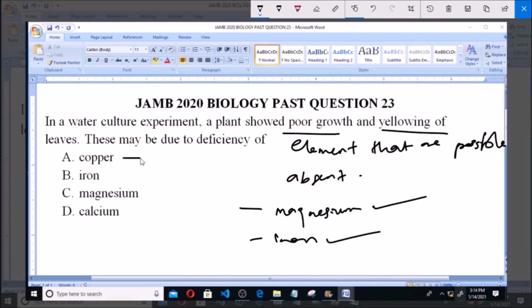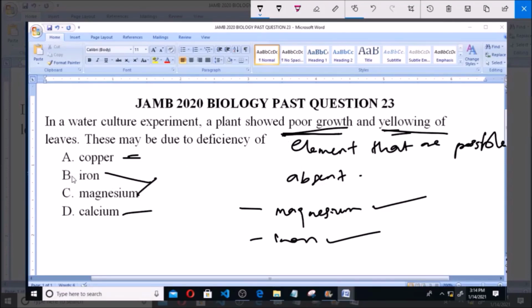Now copper is required for the absorption of iron by the plants, and copper also enables enhanced growth. Now calcium on the other hand also enhances growth of plants. It enhances growth of plants, but the deficiency of copper and calcium do not result in yellowing of leaves, although deficiency of copper and calcium initiates poor growth. But yellowing of leaves is not seen in the deficiency of copper and calcium, but in the deficiency of iron and magnesium, poor growth is seen and yellowing of leaves is seen.